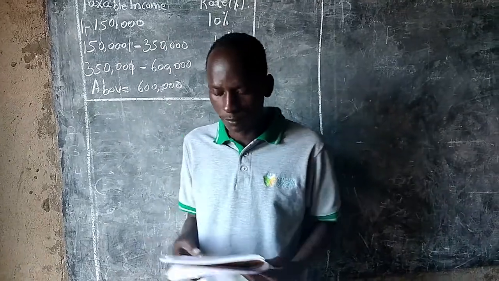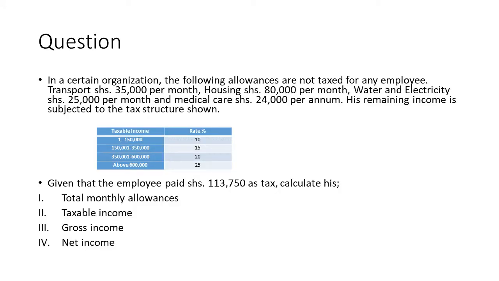So this is our question. I think you can see it there on your screen. It is, in a certain organization, the following allowances are non-taxed for any employee. The transport is there, housing is there, water and electricity is there, and then medical care. That's very normal to us, I guess. Then his remaining income is subjected to a tax structure as shown. You can even see from here. This is our tax structure.